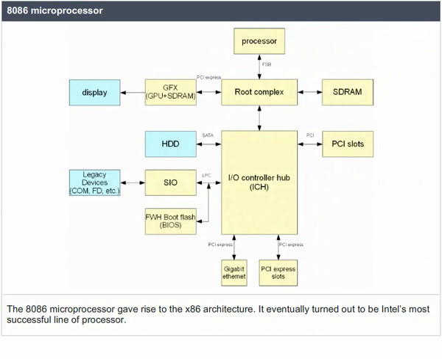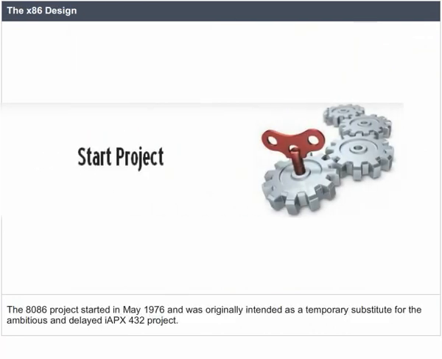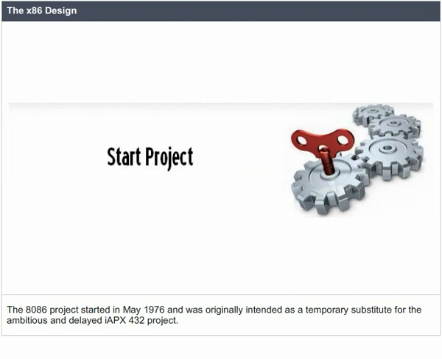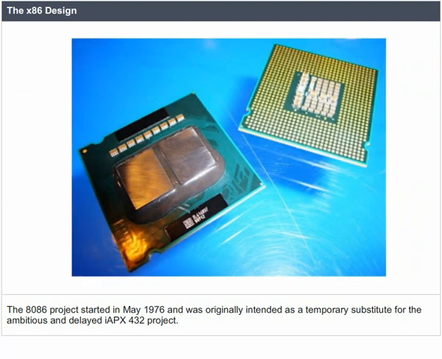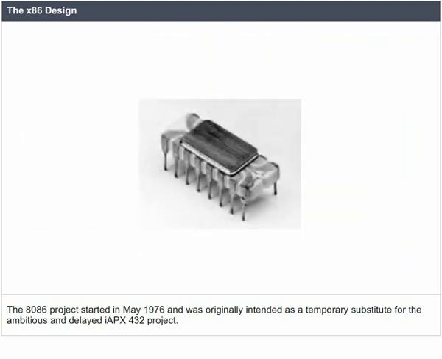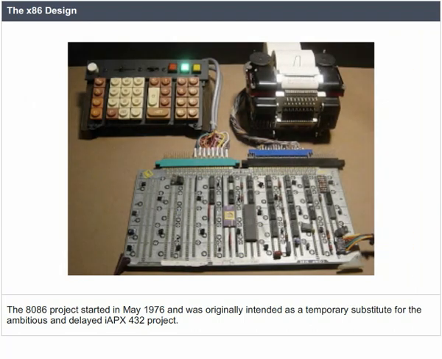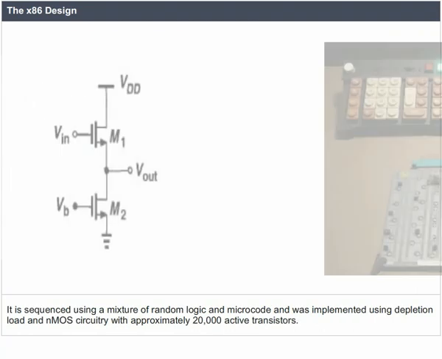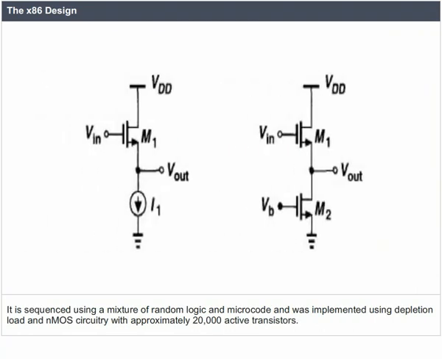The x86 design. The 8086 project started in May 1976 and was originally intended as a temporary substitute for the ambitious and delayed iAPX 432 project. It is sequenced using a mixture of random logic and microcode and was implemented using depletion load and NMOS circuitry with approximately 20,000 active transistors.